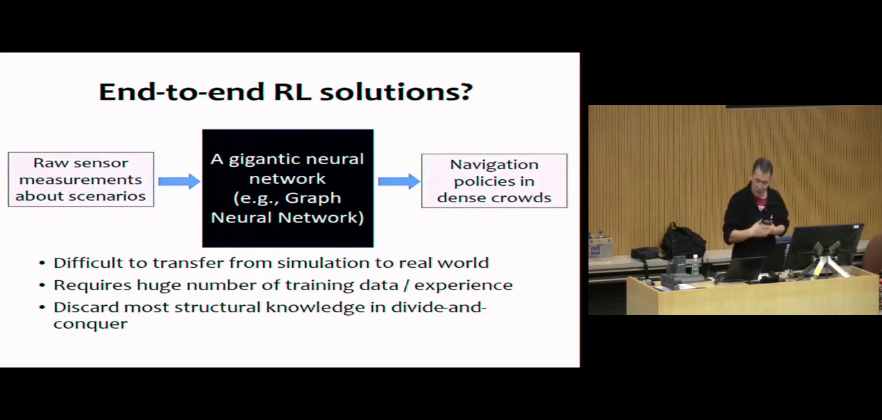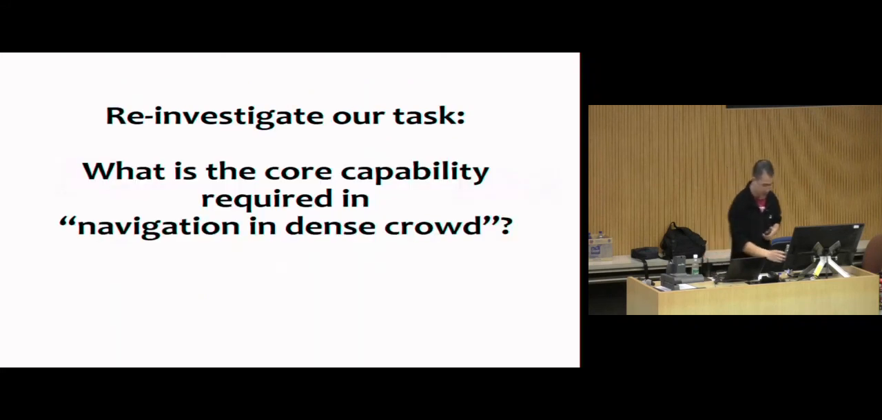So this actually repeats what I mentioned before. For example, if you are going to use end-to-end RL to solve the navigation in dense crowds, this is very, very difficult, and you have many limitations. So we just mentioned that we need to rethink our problem more deeply.